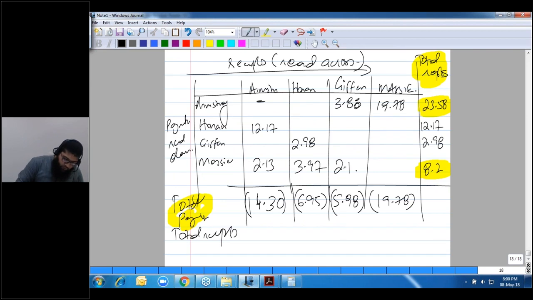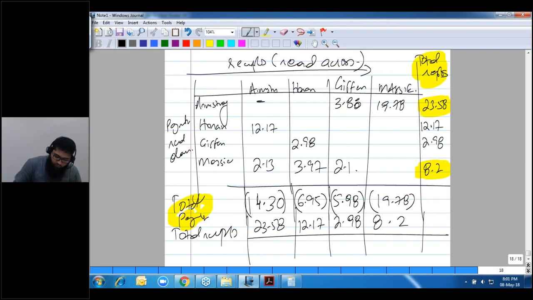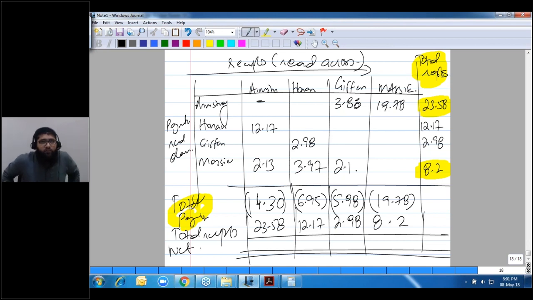Total receipts would be posted here. So when we are actually going to post the total receipts here, it's 23.58, it's 12.17, it's 2.98, and it's 8.2. So you'll have the net receipts and the net payment. 23.66. Okay.